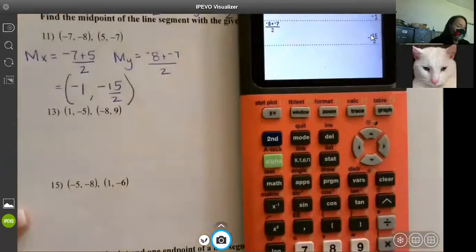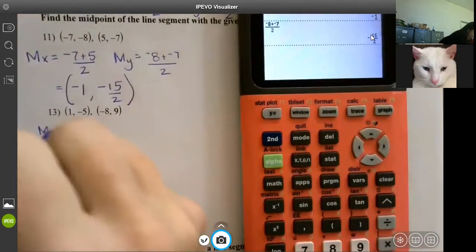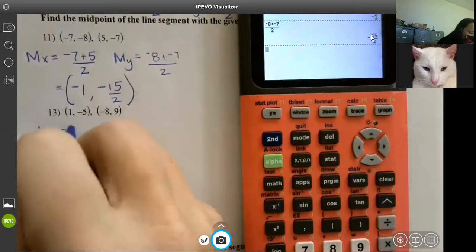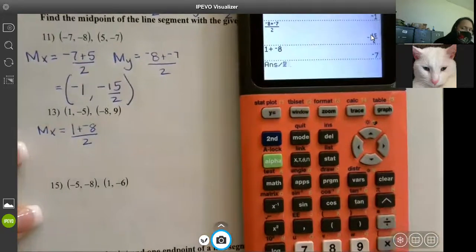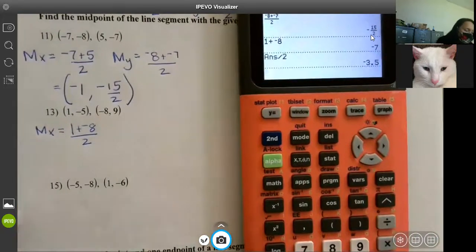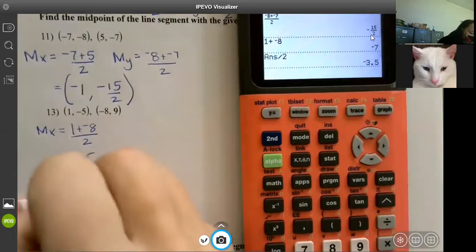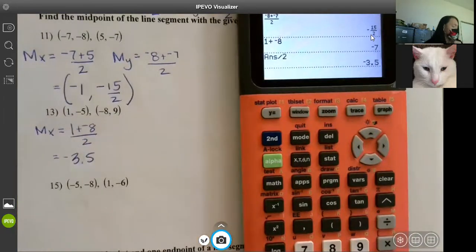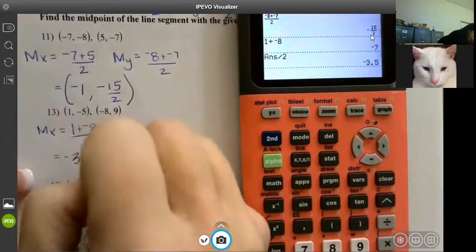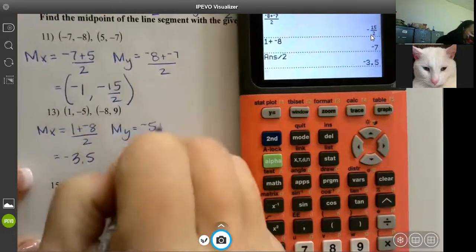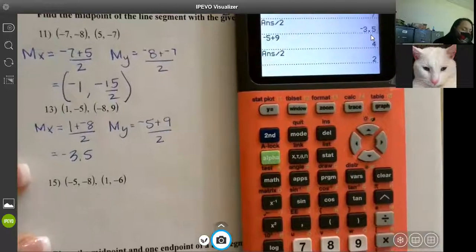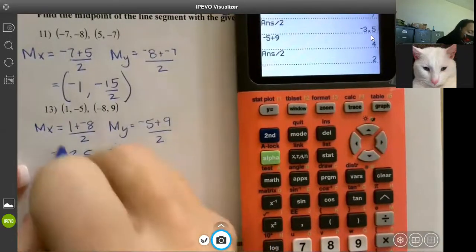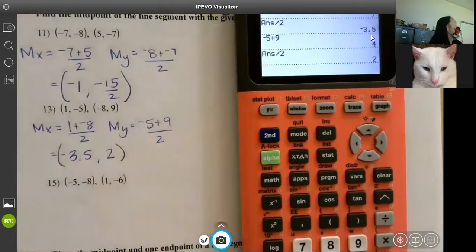So I'm going to look at 13. I'll come back to the other side. What are your two x's? 1 and -8. We're going to add them and divide by 2. You can also do it just like this on your calculator, 1 plus -8 divided by 2. I don't care if you give me the decimal, that's perfectly fine. To do your y's, add your y's, -5 plus 9, divide by 2, and you get 2. That's your midpoint.